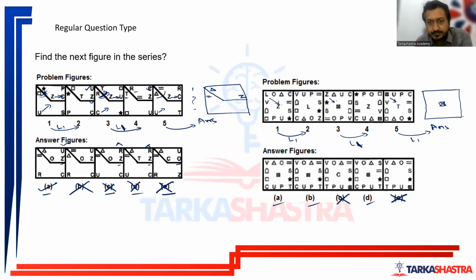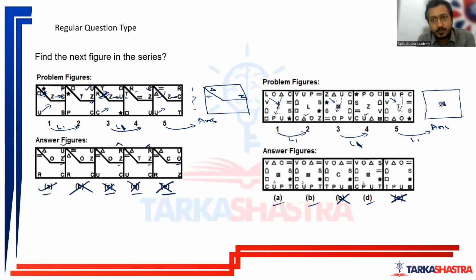Let us say C, C, C. Second element is okay. U, and P. So what is coming here? Triangle. So triangle is coming from here to the position of P. Here also U is coming from here to the position of O, which is U.